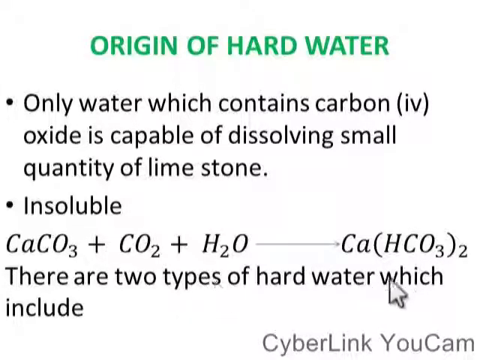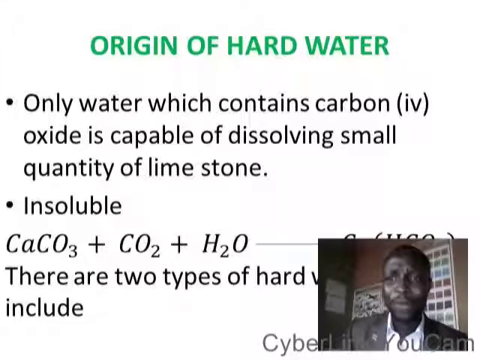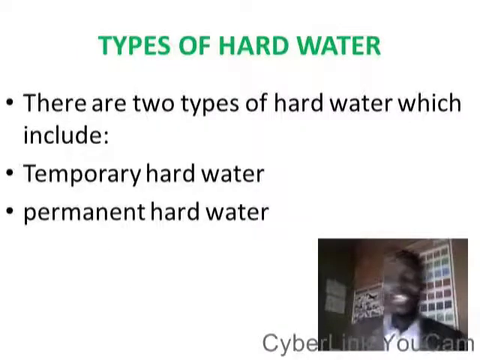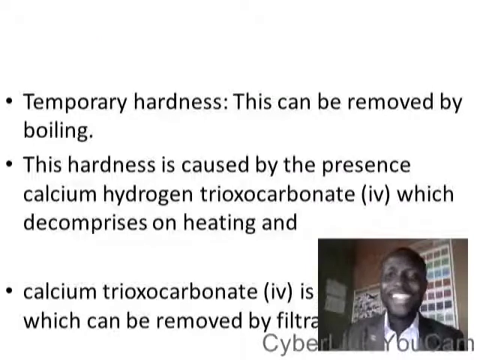There are two types of hard water, which include number one, temporary hard water, and number two, permanent hard water. What are the two forms of hard water? Number one, temporary hard water. Number two, permanent hard water. Now, temporary hard water can be removed by heating, by boiling, or by decomposing the salt that makes it hard.